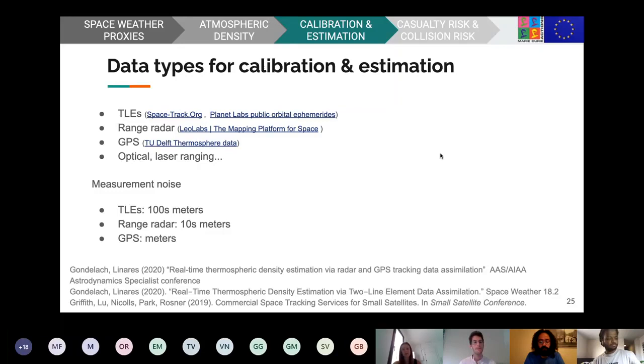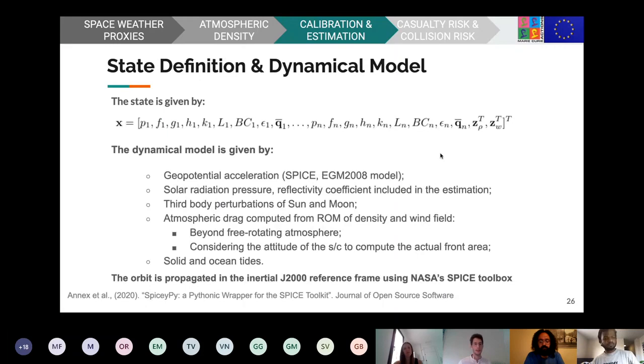And from here, we can build the state of our system, which can then be fed in a filtering routine, in which we have the six variables defining the state of the spacecraft: the ballistic coefficient, the reflectivity index, the quaternions, for example, to represent the attitude of the spacecraft, and therefore the area fed in the computation of the drag force. And we can do this for a batch of satellites. Together with this, at the end, you can see the Z-rho and Z-w vectors, which are the reduced order representation of the density field and the wind field.